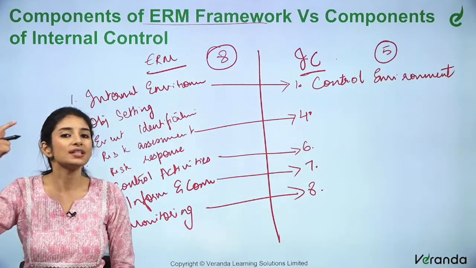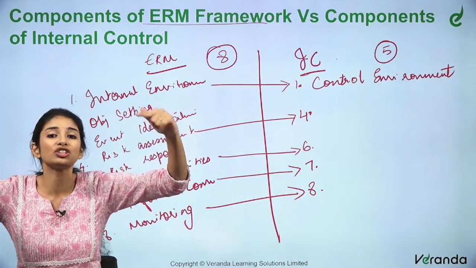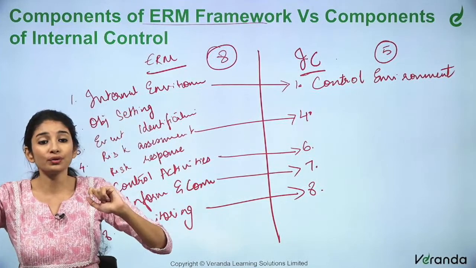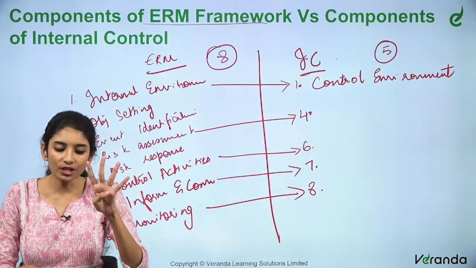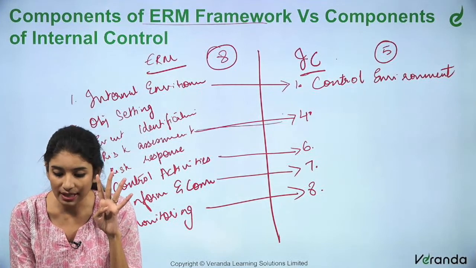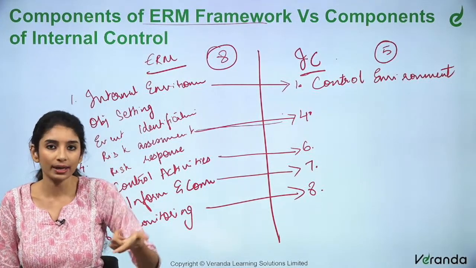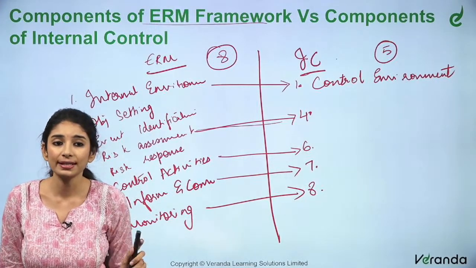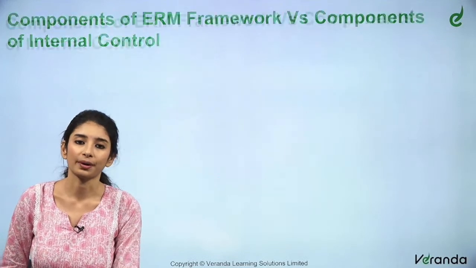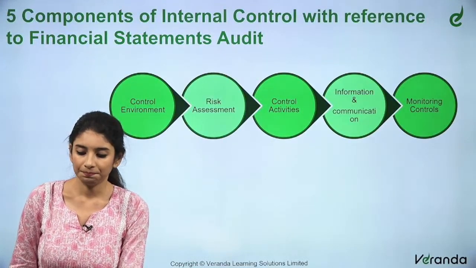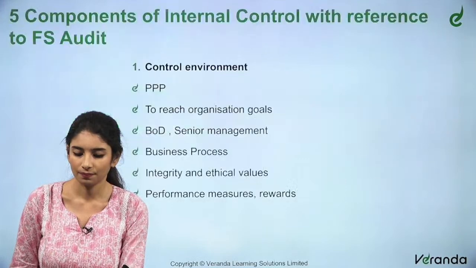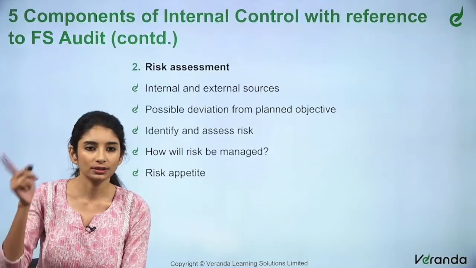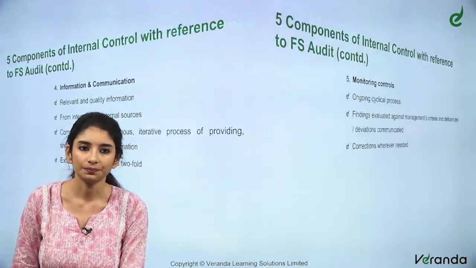Under 1 you have the same point as in the ERM framework, just that you replace the first word. Over here you use internal environment, over here you use control environment. Point number 4, risk response, risk assessment, and then control activities, information and communication and monitoring. Clear? Everyone's clear with the two questions on components? Easy to remember. We're not going to see in detail what the components are, it's the same as covered earlier.